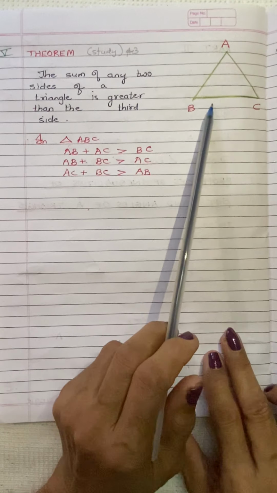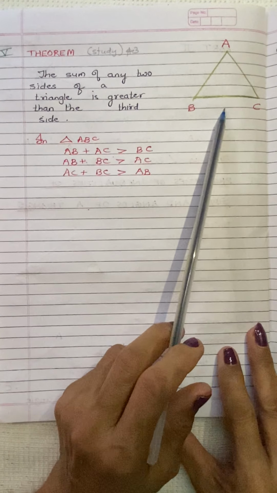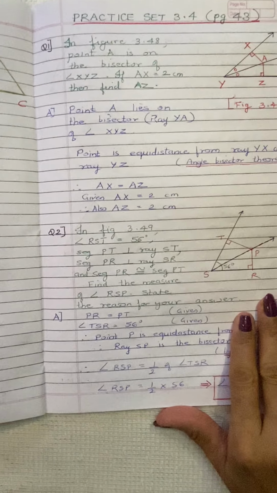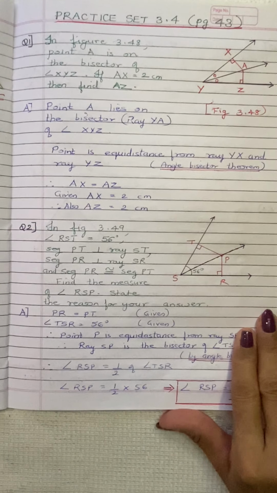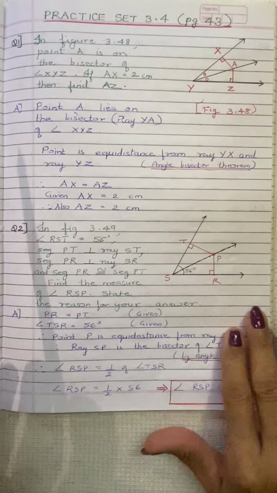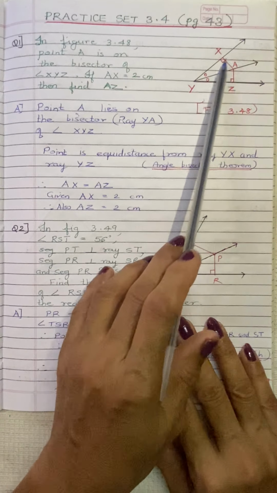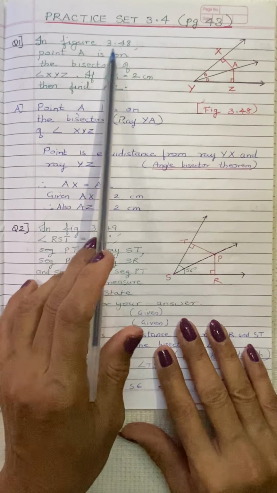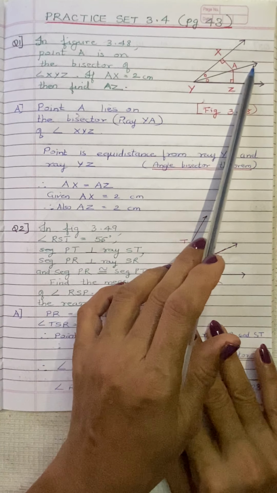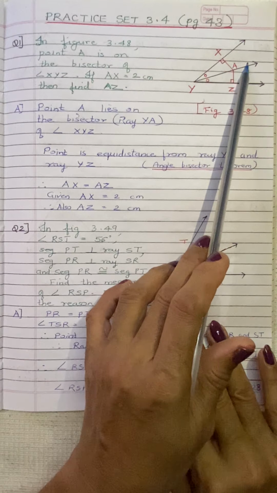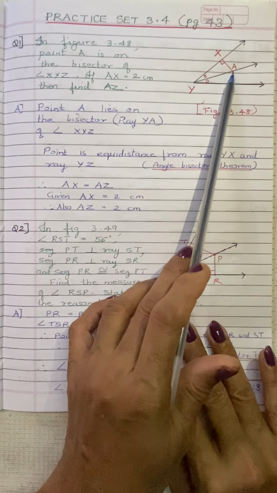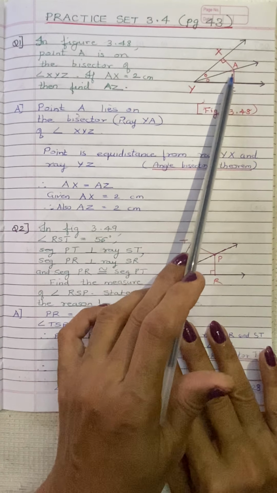If it does not follow this rule, this means a triangle cannot be formed. Let's begin with practice set 3.4, page 43 of your textbook. You can look in the figure drawn here, 3.48. In figure 3.48, point A is on the bisector of angle XYZ. If AX is 2 centimeter, then find AZ.